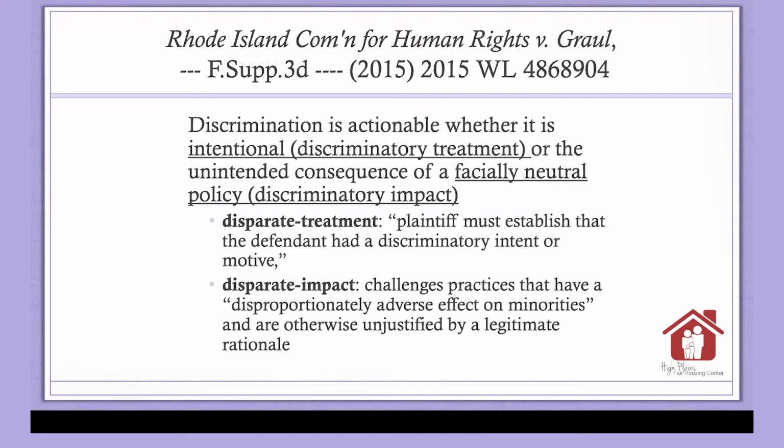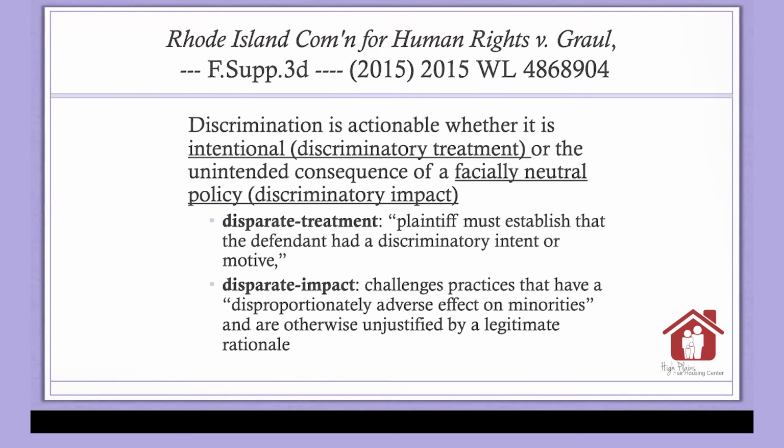So disparate treatment cases we've just been talking about are where plaintiff must establish that the defendant had a discriminatory intent or motive. And we can establish that through direct evidence, circumstantial evidence, the McDonnell-Douglas burden shifting framework, or maybe all of those things. But if we're looking at a disparate impact type claim, that's challenging a different type of practice. That's challenging a practice that has a disproportionately adverse effect on a protected category or minority, racial minorities, and are otherwise unjustified by a legitimate rationale.